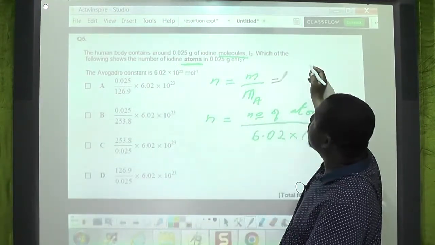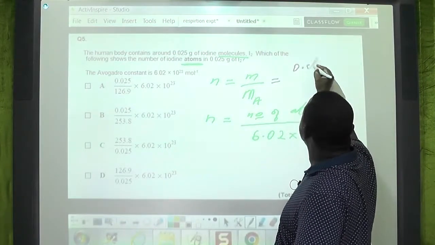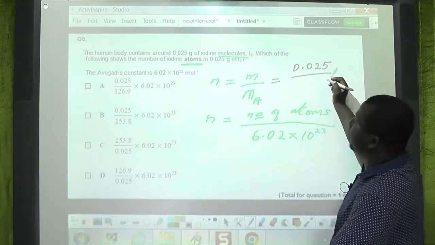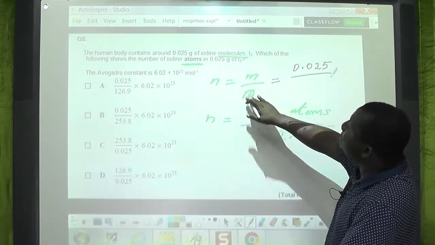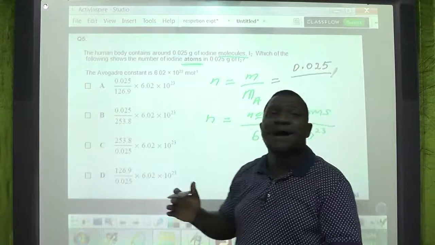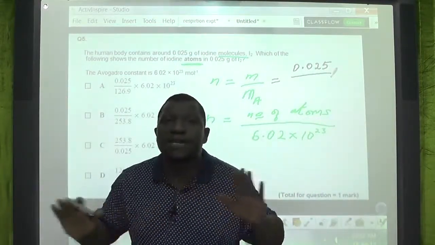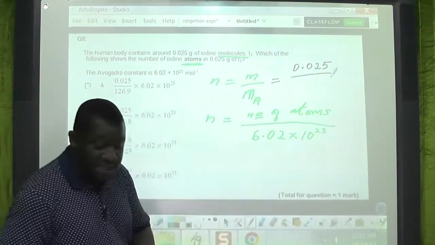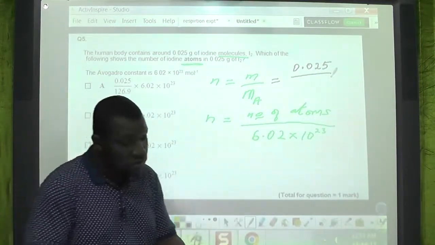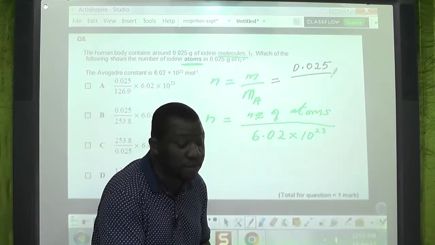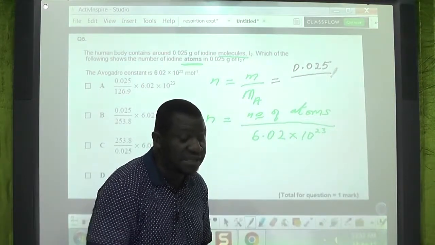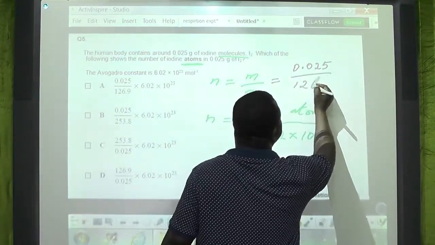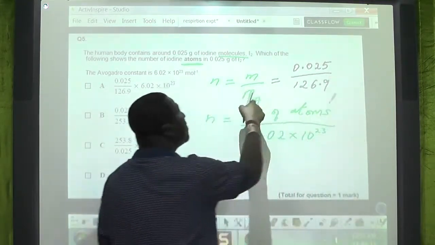So N equals mass, 0.025. I've also solved this for you, to make our journey faster. Divide by Ma. What is the atomic mass of iodine? Just go directly to your periodic table and check. It is 126, if I am not wrong, 0.9. 126.9 is the answer, because it's atomic mass.